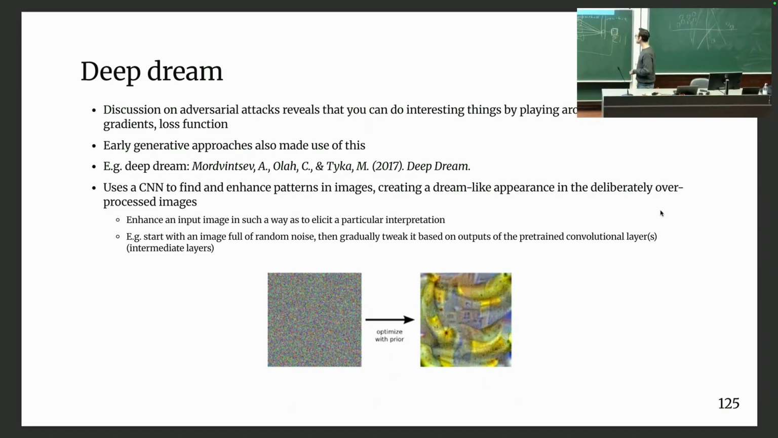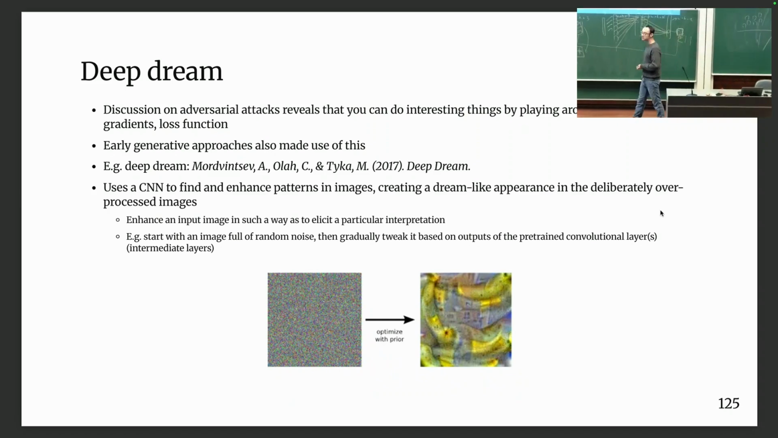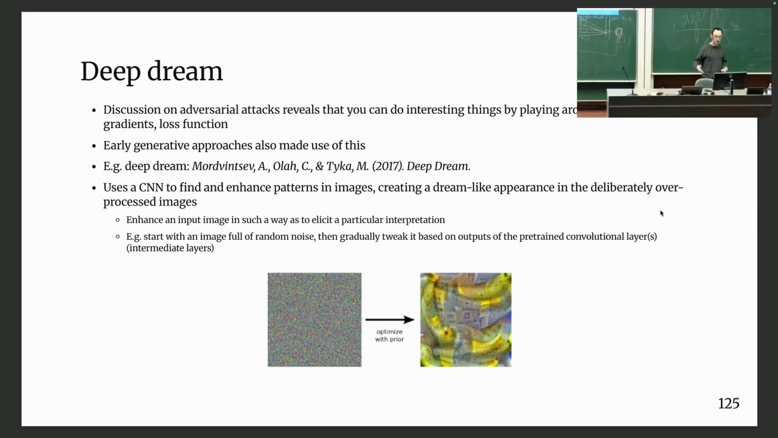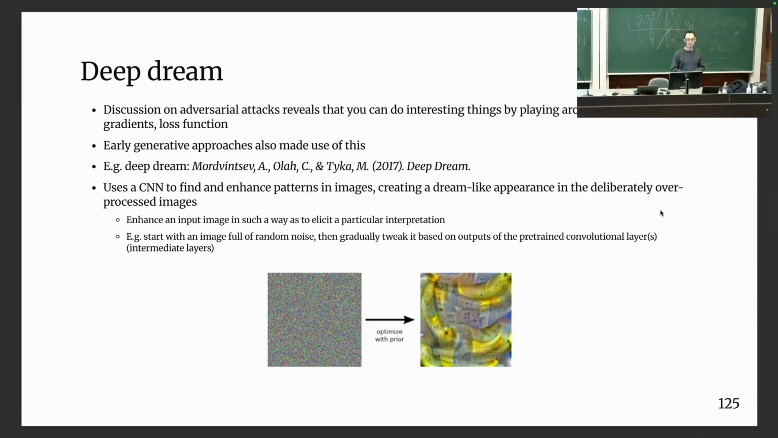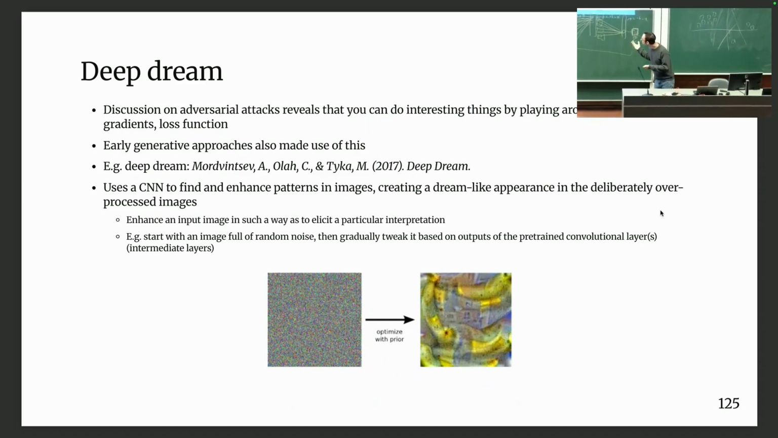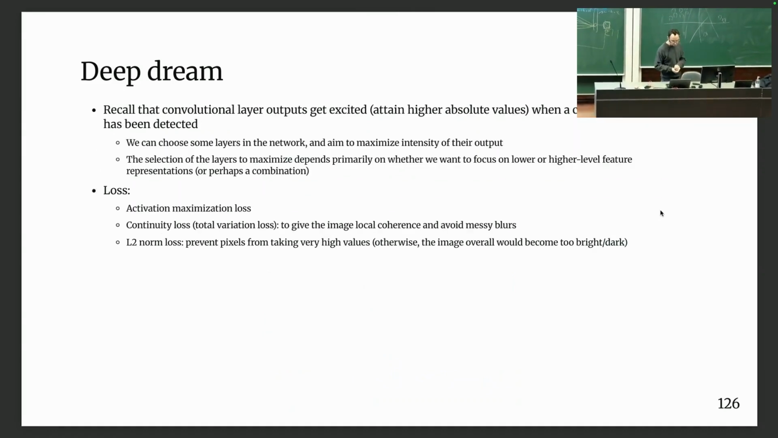Maybe you can do that not just based on the excitement of one unit, but based on the excitement of a couple of units, right? Which image do I get if I excite the banana unit and the house unit at the same time, right? And I start with random noise. Then you get an image where you can see both bananas and houses, and it looks like a bit of a dream of this network. So this was a very early approach to generate images.